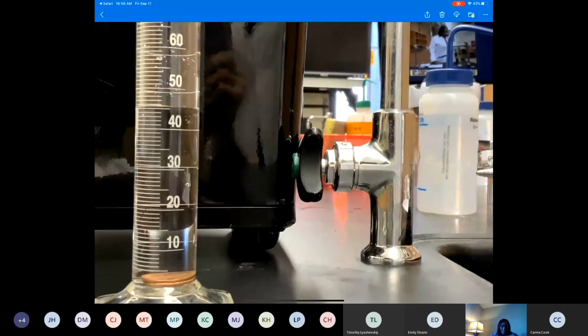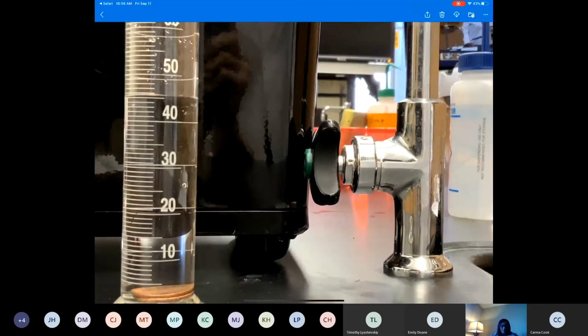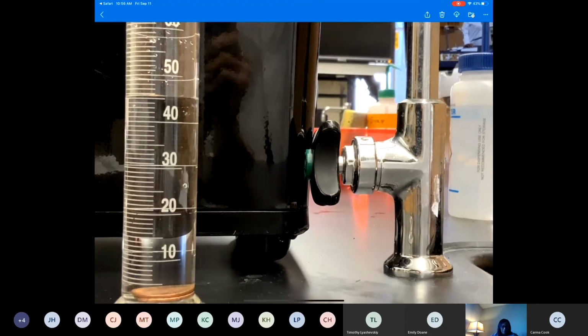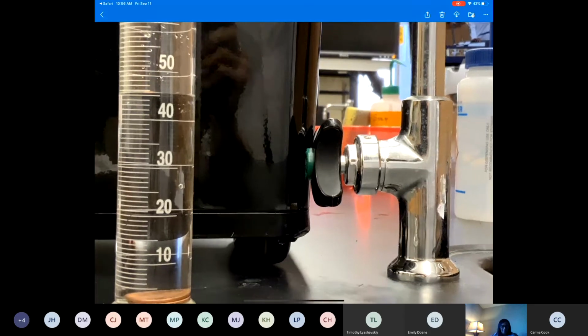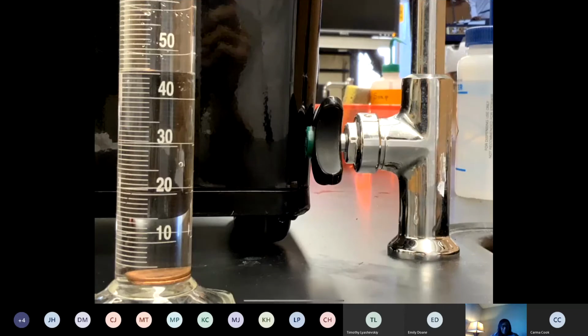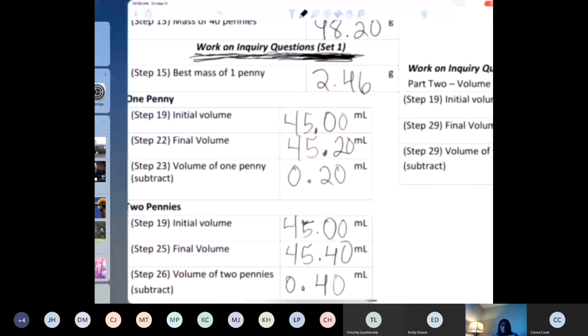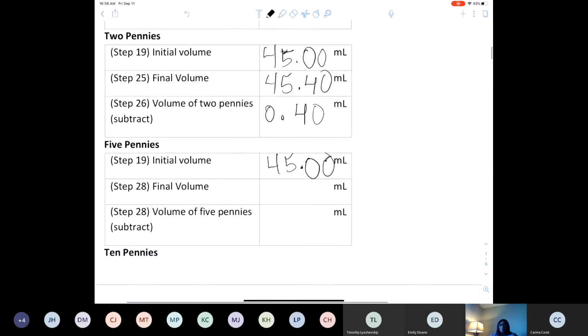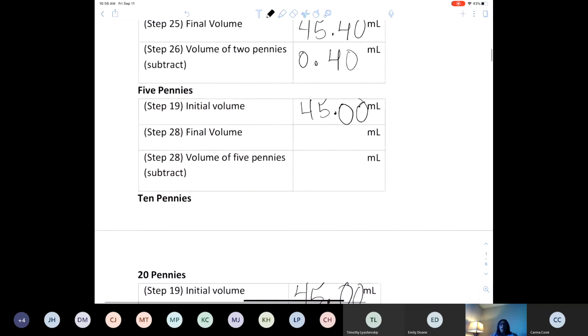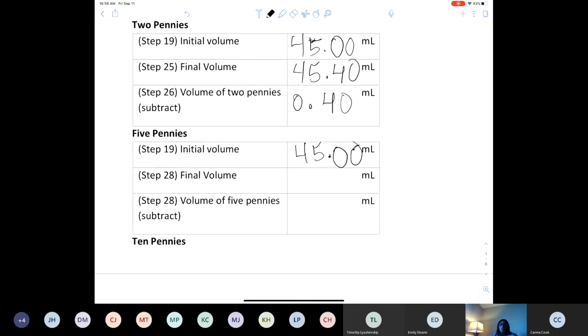Now this is a picture after adding 2 pennies. I estimated this one by reading the very bottom of the curve. I estimate that to be 45.4. With the final volume being 45.4, subtracting from the initial volume of 45, you get a volume of 2 pennies of 0.40.